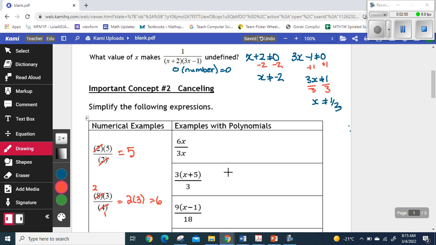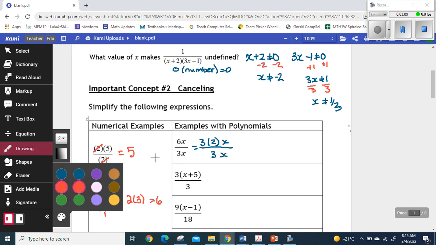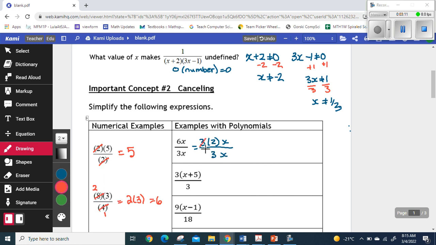Okay, let's start putting in some polynomials in there. So here I've got some letters. Hey, this is kind of like what we did yesterday, isn't it? So let's see. Oh, and I've got a 3 and a 6. All right, let's just take all this magic out. 6 we know is 3 times 2, and then that x. And in the bottom, I've got my 3 times my x. So what's in the same top and bottom? 3 goes into itself, x goes into itself. So I'm left with an answer of 2.